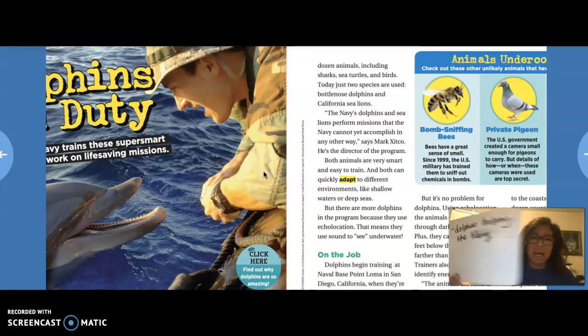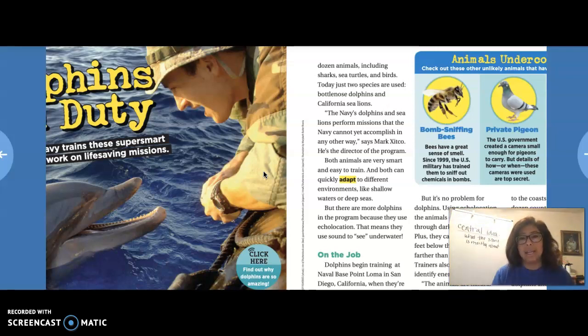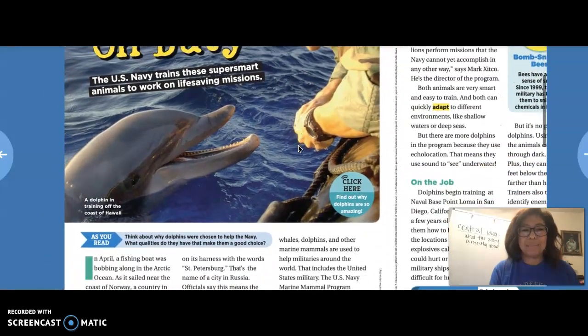Okay, I'm predicting that is going to be my central idea. I still need to read the story, but just looking at the text features, I'm starting to figure out, okay, I think this is what it's going to be about. So as we read through Dolphins on Duty, we will figure out what the central idea of the story is. All right, let's begin reading.